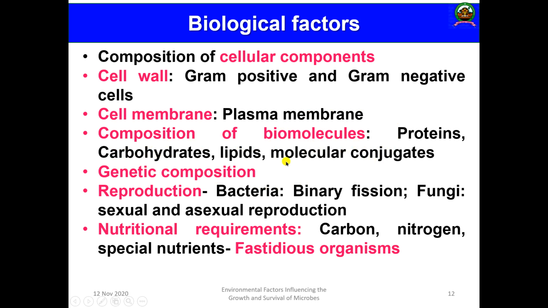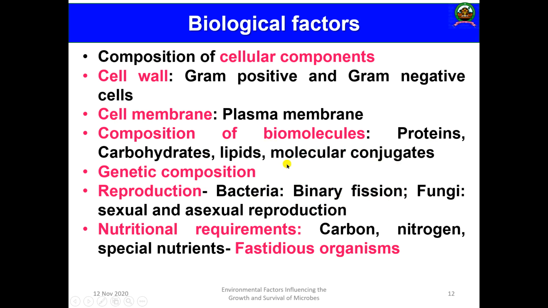I told you, inside the bacteria they don't have a nucleus. The DNA is placed in a supercoiled form, and it carries genetic information. That genetic composition in their DNA will vary. Then the mode of reproduction: how new cells will be produced. In bacteria, it is by binary fission.